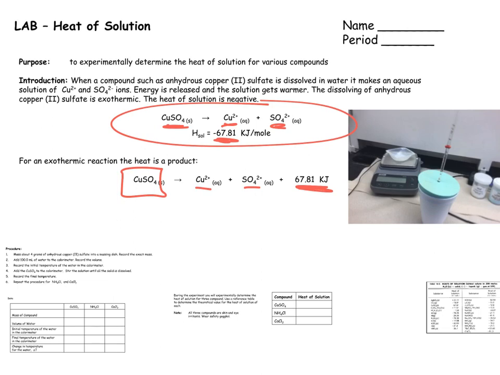Now, what does it mean by anhydrous copper 2 sulfate? Copper sulfate, remember, is one of those compounds that likes to be hydrated, and normally copper sulfate would have 5 water molecules attached, making it pentahydrate. If we were to get rid of those water molecules, that is, dehydrate it, then we would have anhydrous copper sulfate. That's copper sulfate without water attached.